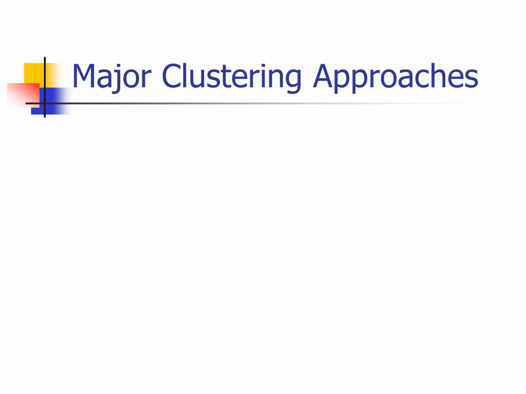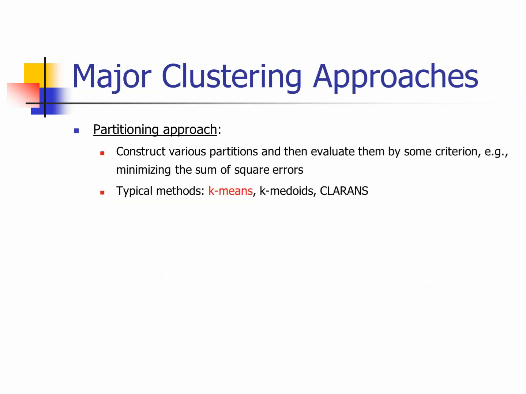So there are many different ways of doing the clustering. The first one is the most popular one, the partition approach. What it is trying to do is construct various partitions and then evaluate them by some criteria, for example, intra-cluster distance or inter-cluster distance, or minimizing the sum of square errors. This category of algorithm has many different things. One of the most famous ones is called K-means clustering.